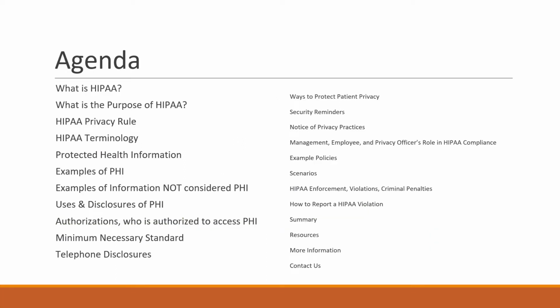On our agenda today, we are going to review what is HIPAA, the purpose of HIPAA, privacy rule, HIPAA terminology, protected health information, examples of PHI, examples of information not considered PHI, uses and disclosures of PHI, authorizations, minimum necessary standard, telephone disclosures, ways to protect patient privacy, security reminders, notice of privacy practices, management, employees, and privacy officer role in HIPAA compliance, examples of policies, some scenarios, HIPAA enforcement, violations, and criminal penalties, and how to report a violation.